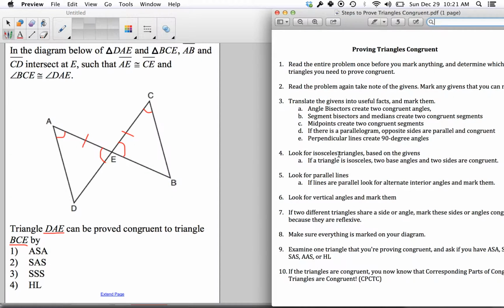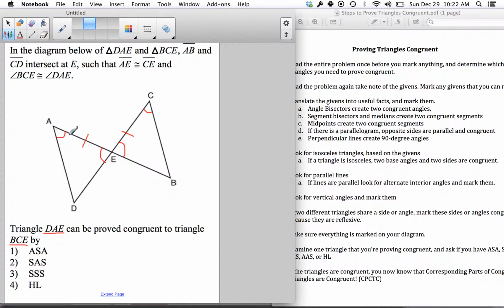Great, so immediately now I see that we have enough information to prove that these two triangles are congruent, because we have an angle, a side, and an angle, and we have a corresponding angle, side, and angle. So I now know that triangle AED can be proved congruent to BCE by angle, side, angle. So answer choice 1 has to be our correct answer.